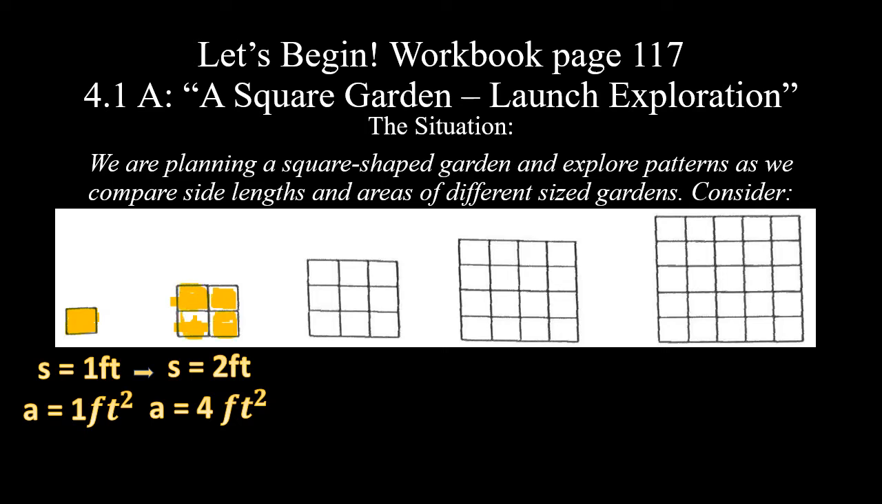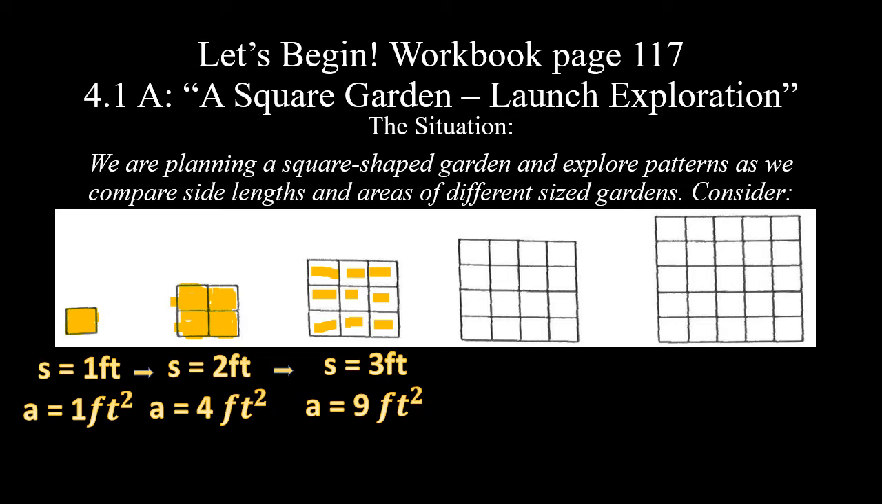Well, maybe we can accommodate a garden even bigger than that. Let's say we now extended that side length to 3 feet. And again, we're going 1, 2, 3 feet across. And again, this is a square, so down the side, it's going to have to also be 3 feet. Well, then what's the area now? If we count up those squares, we can see 1, 2, 3, 4, 5, 6, 7, 8, 9. Now we're dealing with an area of 9 square feet.